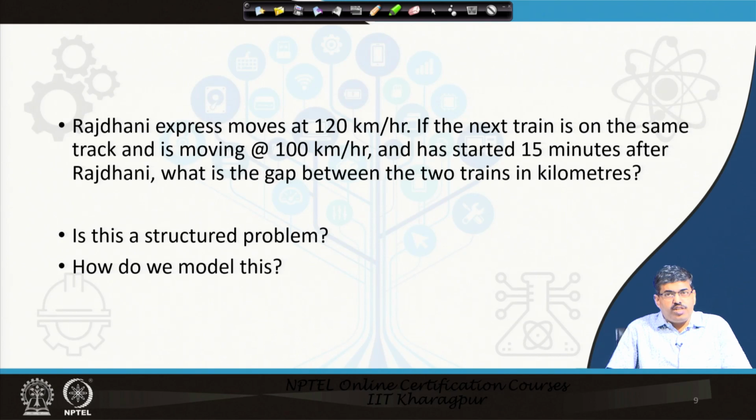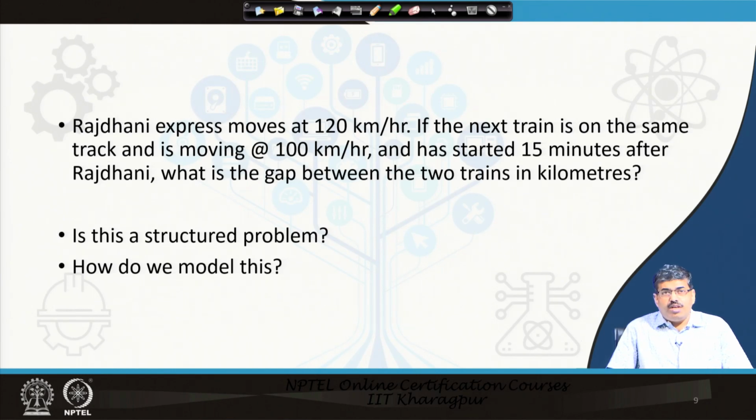Okay. So, first problem we learned, it was a production problem. Next problem, we have not come to the model as such. We have said that yes, it is a structured problem. Rajdhani Express moves at 120 kilometers per hour. Next train moves at 100 kilometers per hour and has started 15 minutes later to Rajdhani. What is the gap between two trains in kilometers? Is this a structured problem?